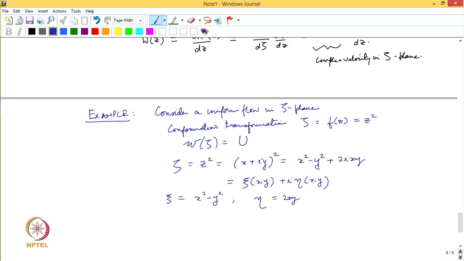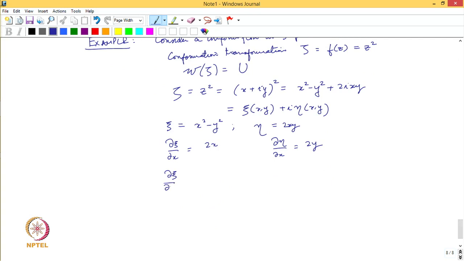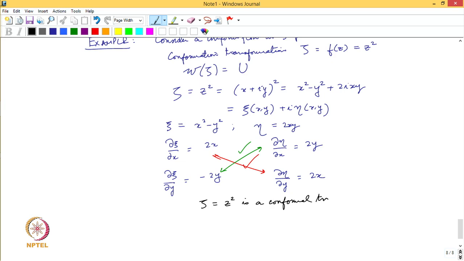Now, if I take the derivatives just to check whether this transformation satisfies the Cauchy-Riemann equations, we can say d xi dx is 2x. We can say d eta dx is 2y, then d xi dy is minus 2y, and d eta dy is 2x. Now, do you notice that d xi dx is the same as d eta dy? So, that is satisfied, okay, that is done. And then we can say that d xi dy is minus of d eta dx. So, the Cauchy-Riemann equations for this problem are satisfied. And so, zeta equal to z square is a conformal transformation, because its components satisfy the Cauchy-Riemann equations.